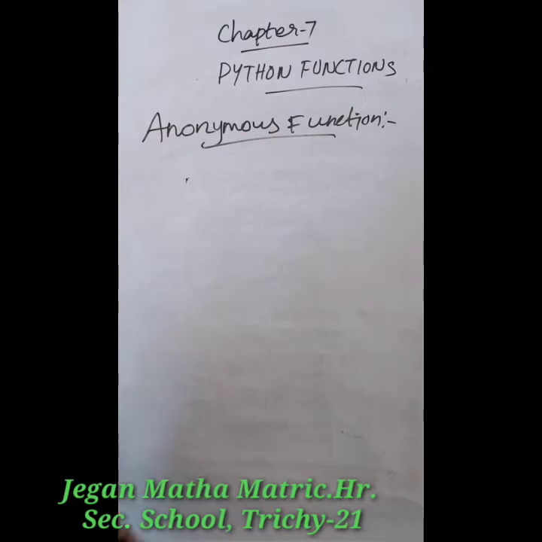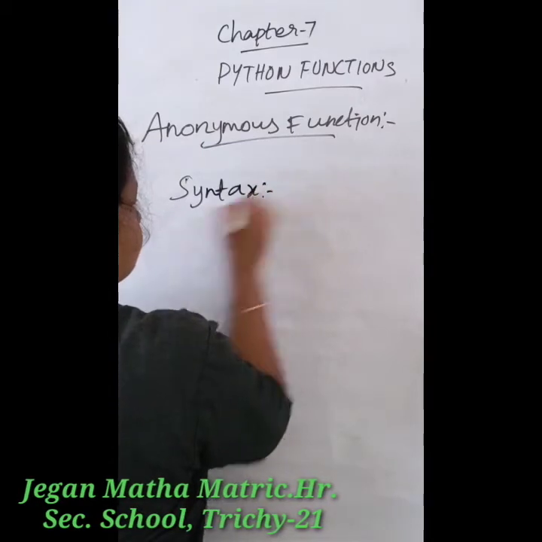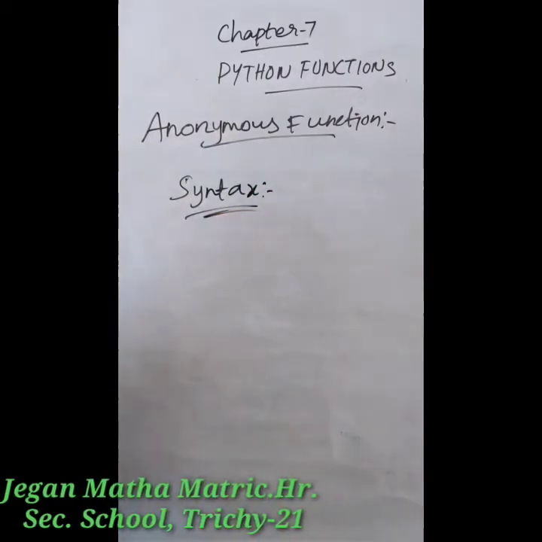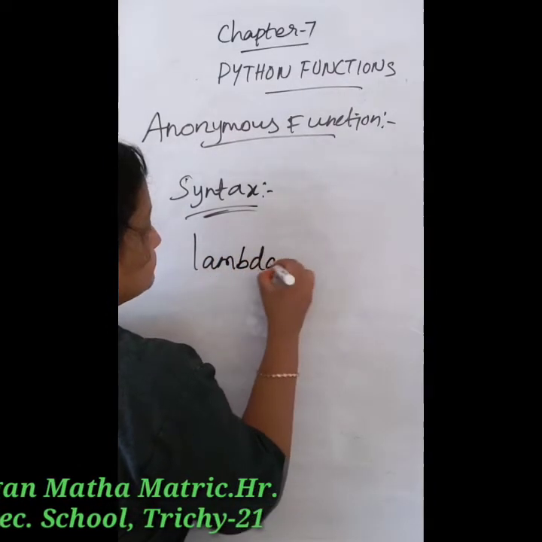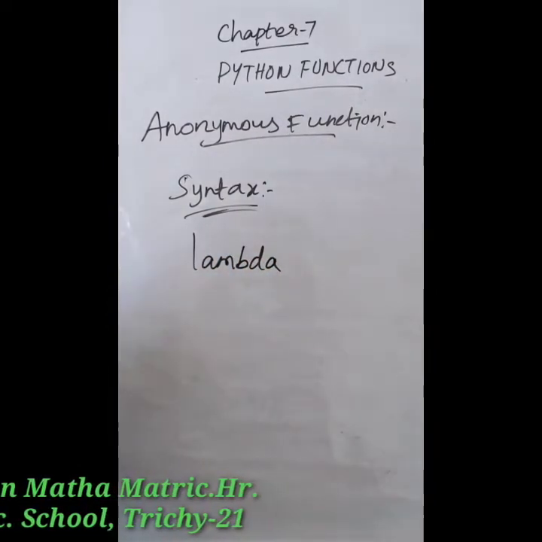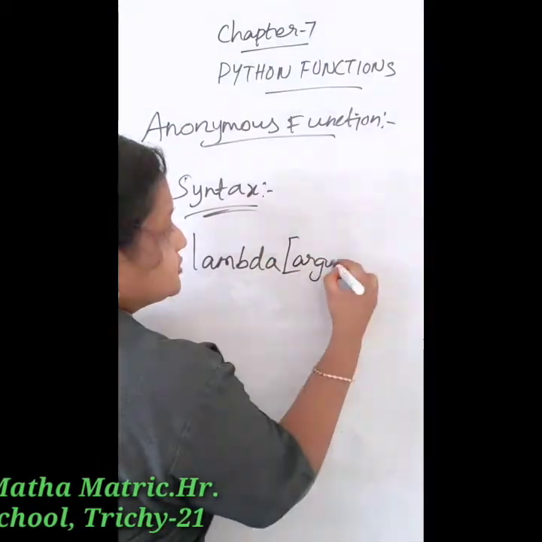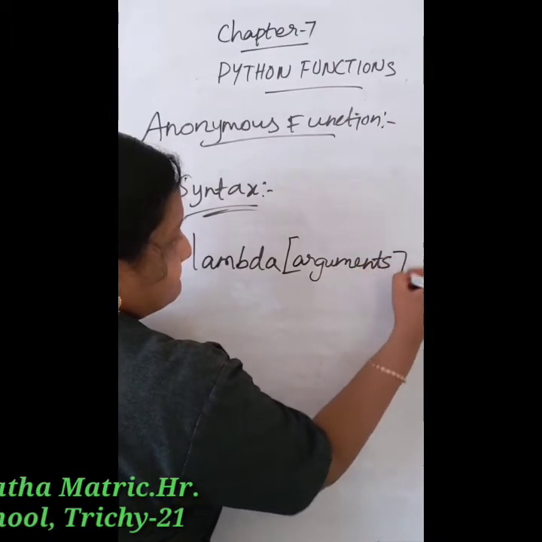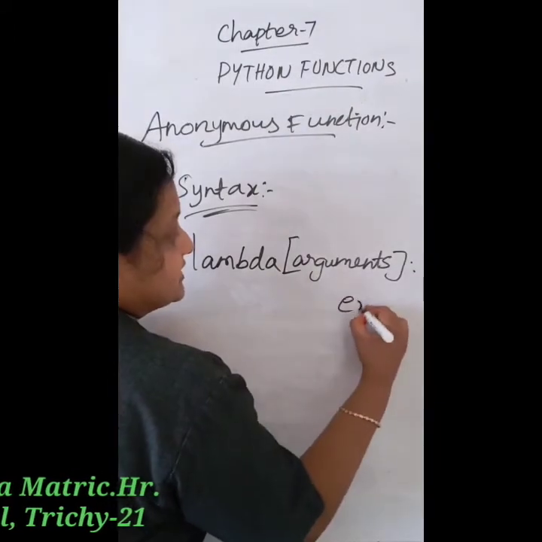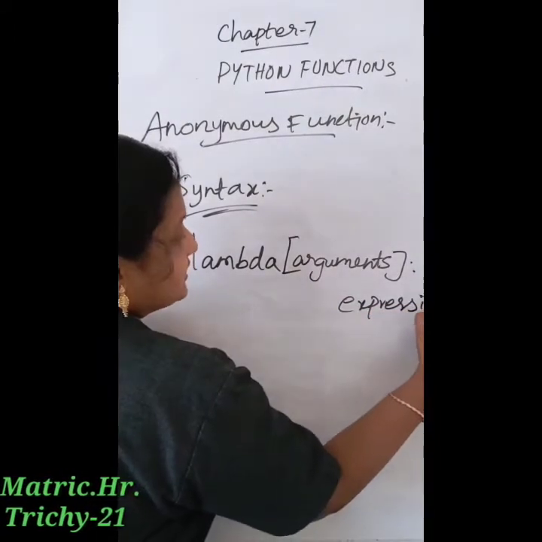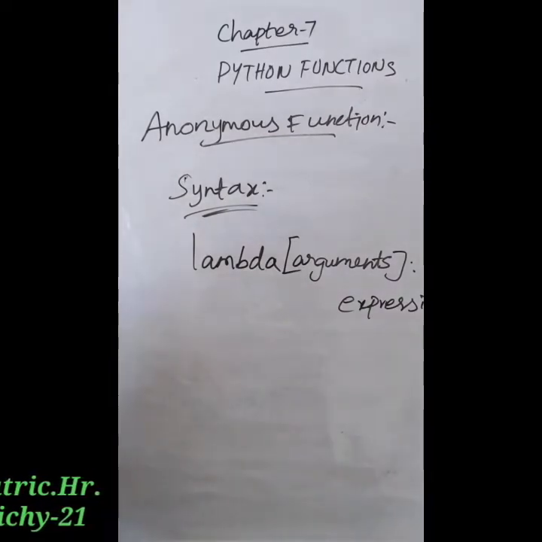Now let us see the syntax of an anonymous function. So already we know that instead of the def keyword we use the keyword lambda, and then after the keyword here we didn't use any function name. Directly we are going to use some arguments, and at last an expression or any condition. If we want to use any condition we can access. So this is the syntax of a lambda or anonymous function.